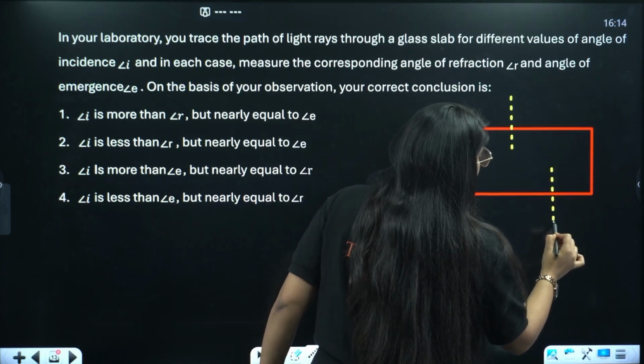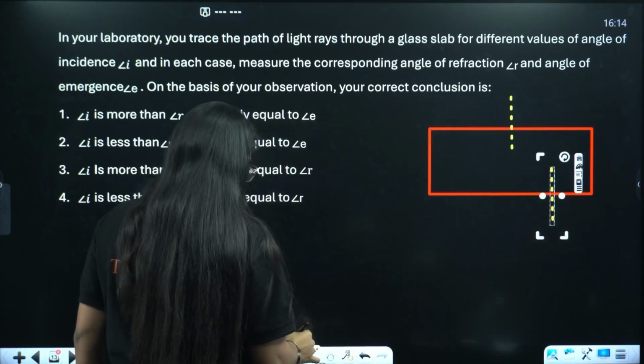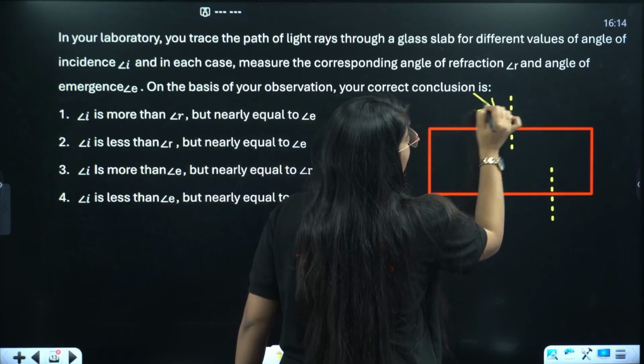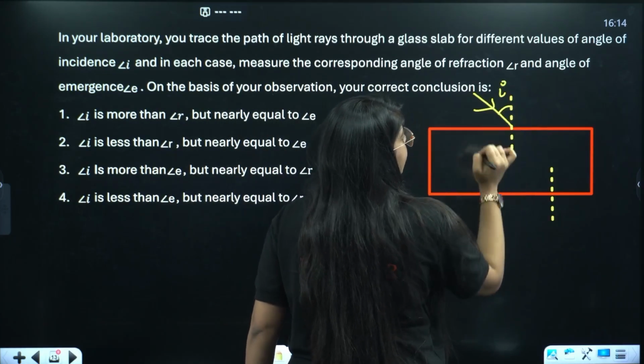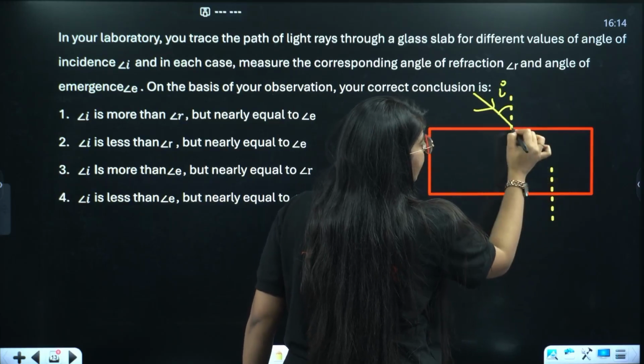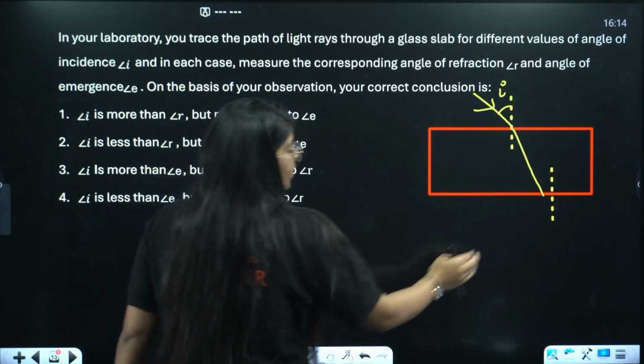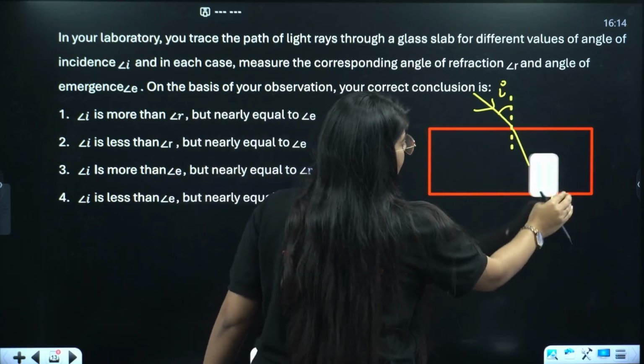Carefully draw the diagram. You have to be careful here. So this is the incident ray that is coming. It is striking, making the angle of incidence. Then instead of going straight, it is bending towards the normal. It is bending towards the normal. Understood?